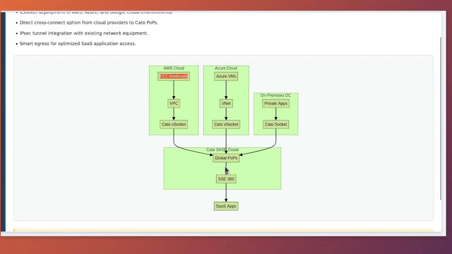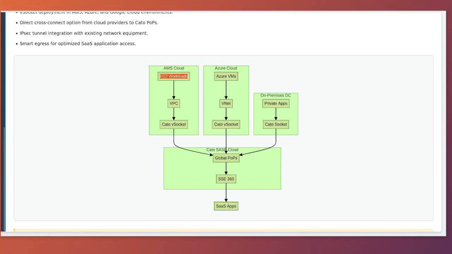An alternative approach for cloud connectivity is using direct cross-connects from the cloud provider to a Cato point of presence. Many Cato points of presence are co-located in the same physical data centers as AWS, Azure, and Google Cloud availability zones. This enables private, low-latency connectivity without traversing the public internet. This approach can eliminate the need for premium cloud connectivity services like AWS Direct Connect or Azure Express Route.